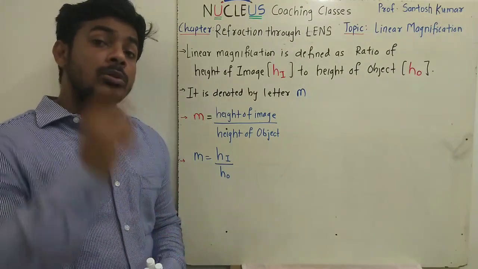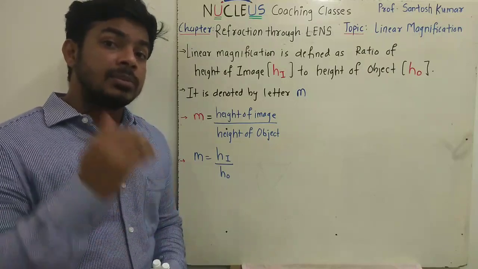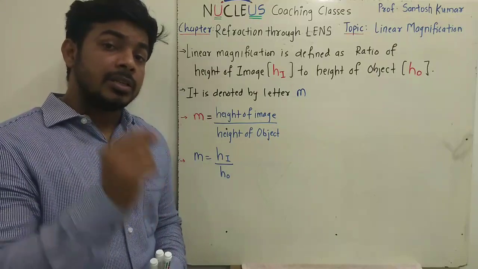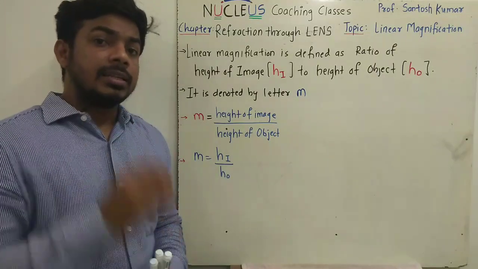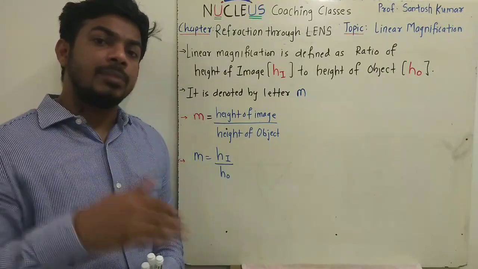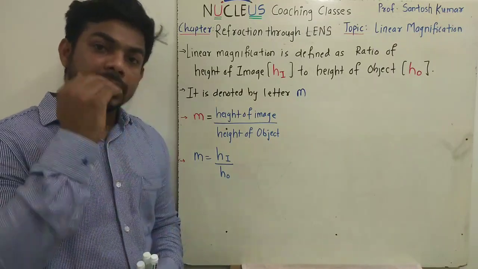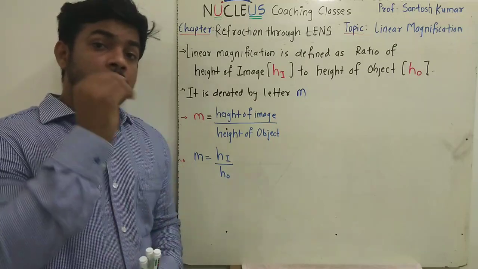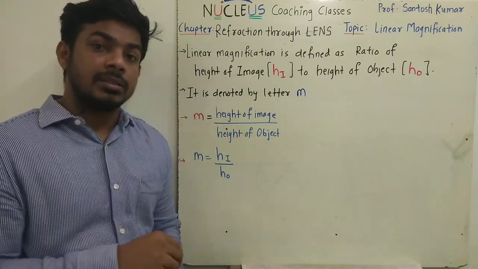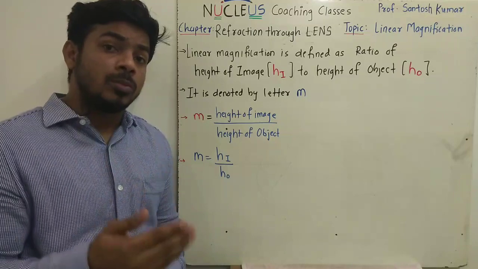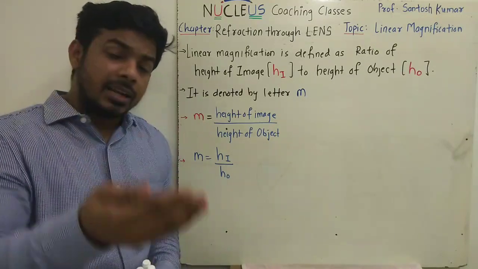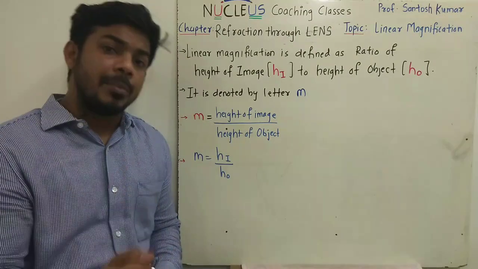But if I talk about the height of the image, sometimes the height of the image was greater than the height of the object. Such an image was a magnified image. Sometimes the height of the image was the same size as that of the object, and sometimes the height of the image was smaller than the height of the object. Such an image was a diminished image. That means the image formed, whether real or virtual, was magnified, same size or diminished.